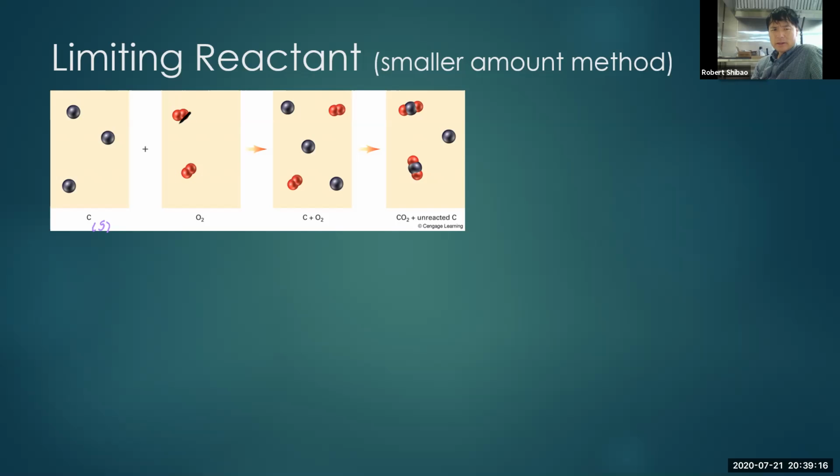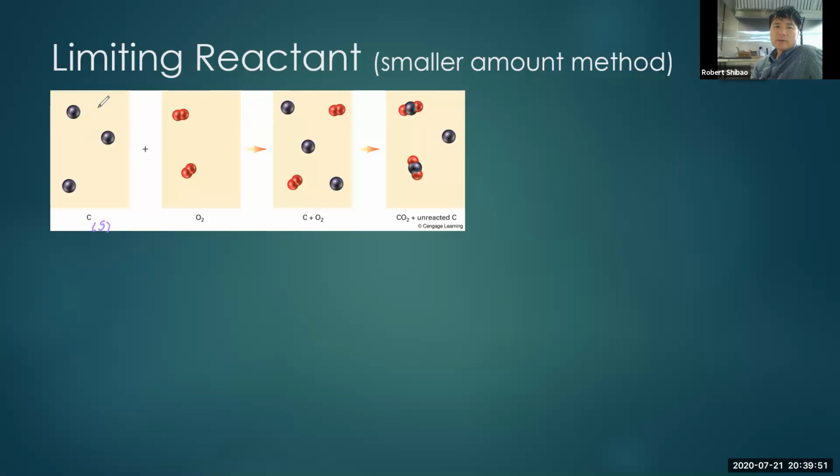And we have oxygen molecules here. If we want to form CO2, we don't have enough oxygens. We have enough oxygens to react with 2 of the carbons. So we'll end up with 2 CO2s, but one of the carbons is going to go unreacted. So it's a mismatch. When everything's perfectly matched, we call it stoichiometric. It's just right. But when things aren't matched, we call it limiting reactant. We still use stoichiometry calculations to figure it out, and we do it based on the smaller amount method.